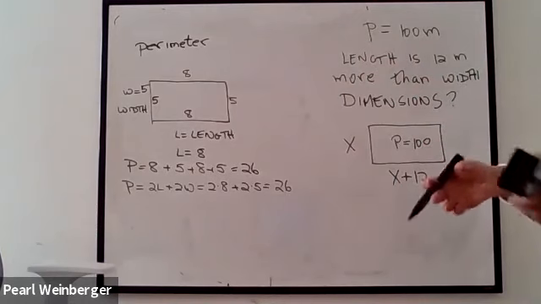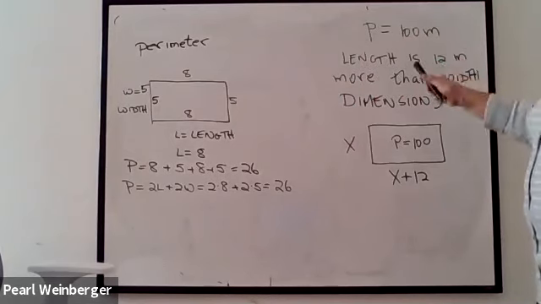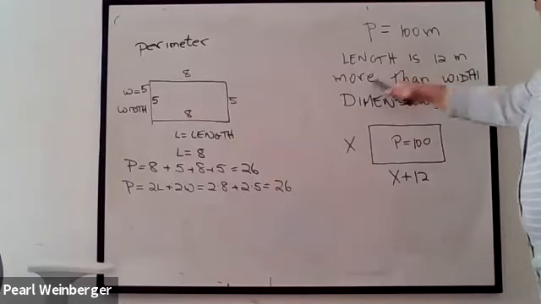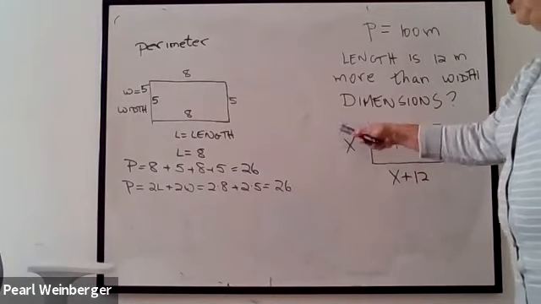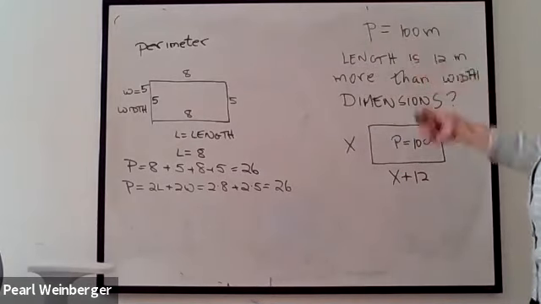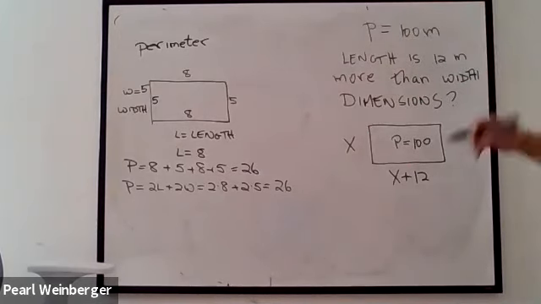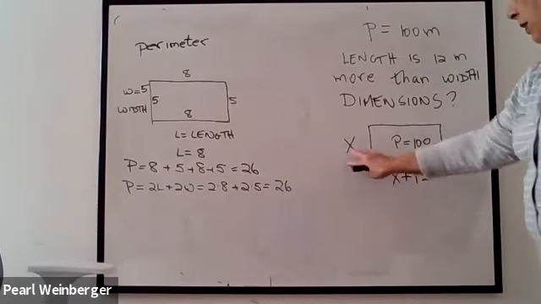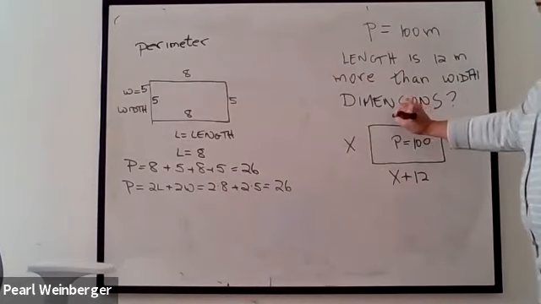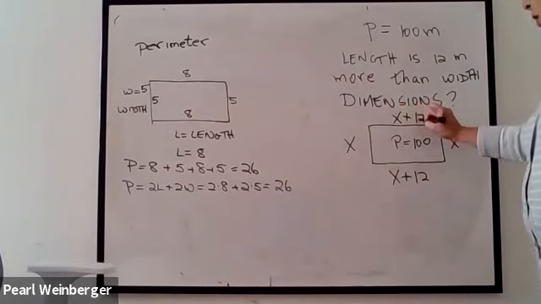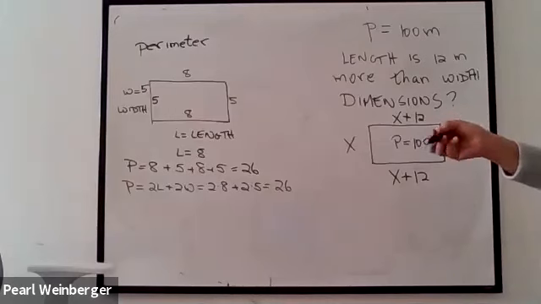If it would have been 12 less, I would have done x minus 12. It's interesting, when I write 12 more than the width, I usually don't write 12 plus x, though there's nothing wrong with it. I write x plus 12. I take the x, and if it's more, I add, and if it's less, I subtract. Now, in that case, this side, which is also width, is going to be x, and this side is going to be x plus 12. Because the two widths are the same, the two lengths are the same. That's what makes it a rectangle.